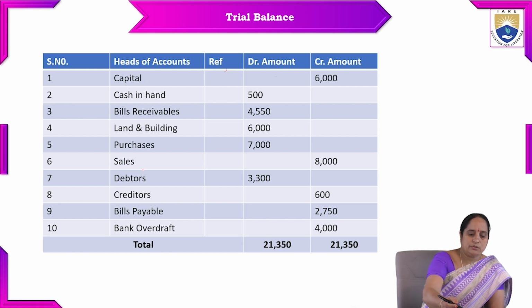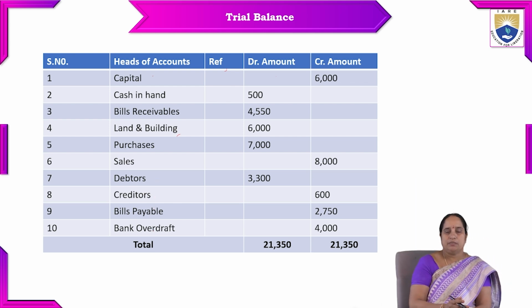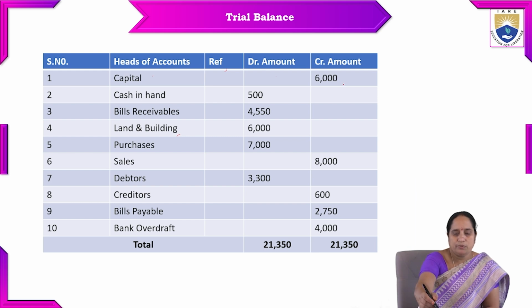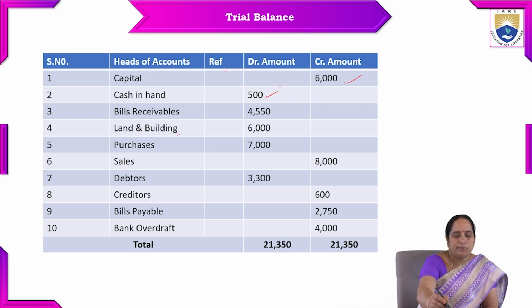So first list out all the items given in the problem: capital, cash in hand, bills receivables, land and building, purchases, sales, debtors, creditors, bills payable, bank overdraft. Then find out capital is which type of account, means it is a liability. So that should be entered on credit side. Cash in hand, cash is an asset. So mention on debit side.